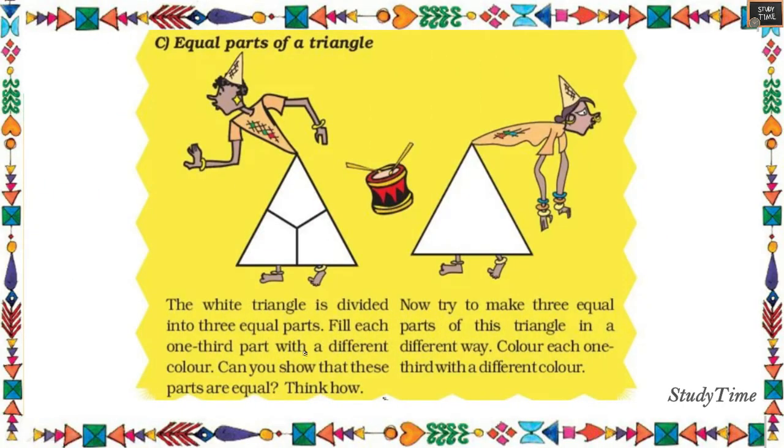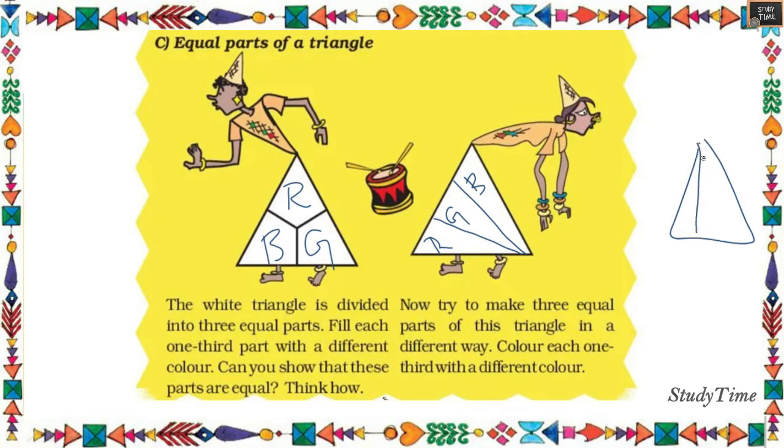Next, equal parts of a triangle. The white triangle is divided into 3 equal parts. You can color each part into different color. Say red, blue, green. You are going to color. So you have to check whether these parts are equal. Yes, they are equal. Now try to make 3 equal parts of this triangle in a different way. So you can make like this, something like this, and color different colors. You can try in your own way. This way also you can do. So whichever way you want, you can do.